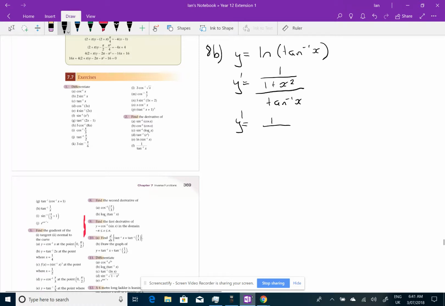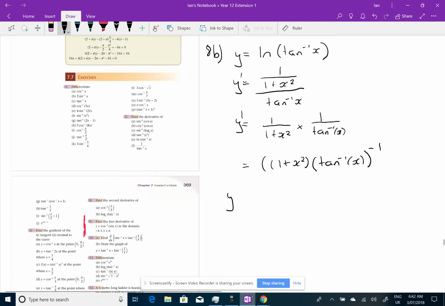So we've got 1 on 1 plus x squared multiplied by the reciprocal, 1 on tan to the minus 1 x, which gives us 1 plus x squared times tan to the minus 1 x, all underneath. Now you're probably thinking to yourself, why did I write it like that? Well, I wrote it like that because I have to differentiate it again, and it's easier for me to use the fat finger rule here rather than do a quotient rule with those two things underneath.